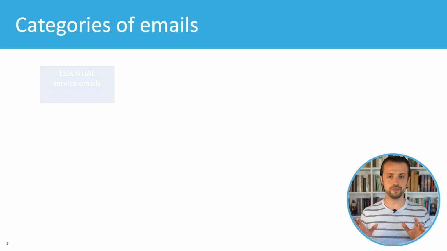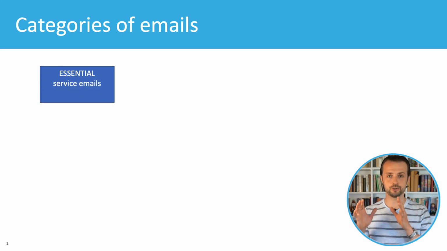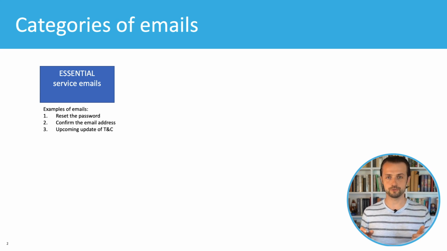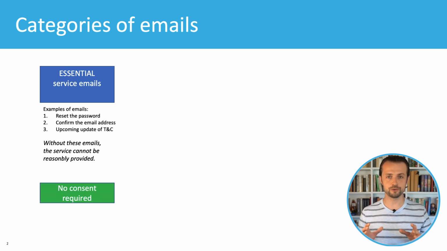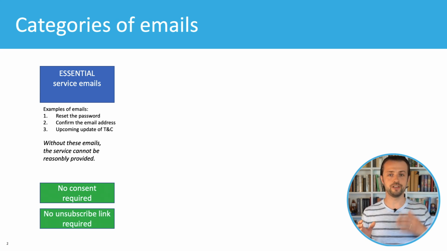Category number one, these are emails which are essential to provide the service. Examples are an email to reset the password, an email to confirm the email address, an email about the upcoming update of terms and conditions. The main aspect is that without these emails, the service cannot be reasonably provided, so they are necessary to provide the service. For these type of emails, the cloud service does not need to obtain the consent. And such emails also don't require an unsubscribe link at the end of the email.